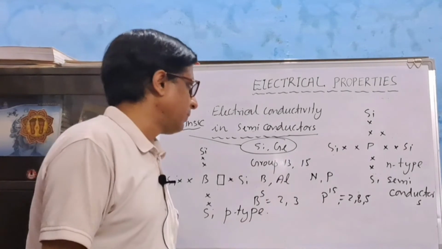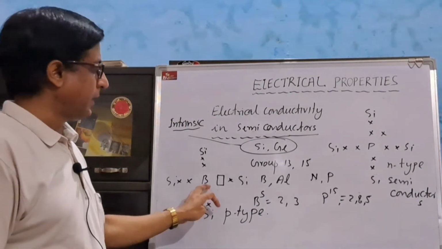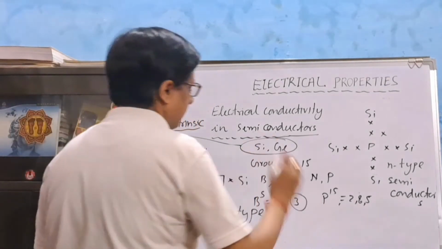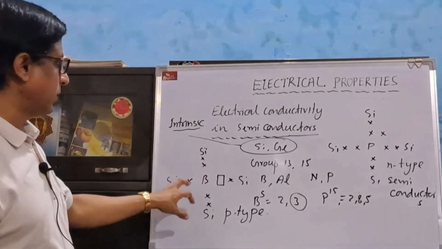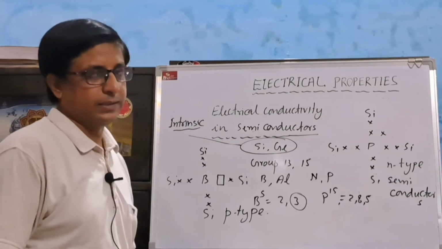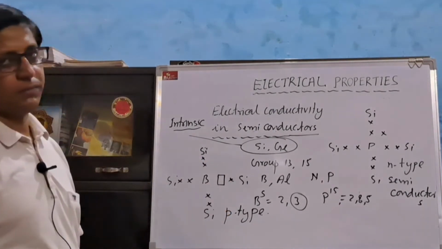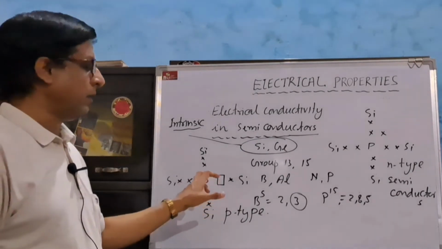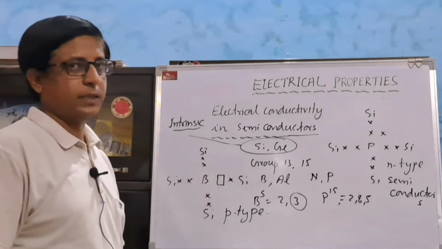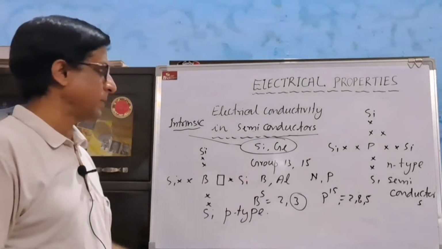If we dope with a group 13 element, for example boron, then in case of boron, there are 3 valency electrons. Therefore, 3 electrons form single covalent bonds with 3 neighboring silicon atoms, but the fourth position remains vacant. So a hole or vacancy is generated, which moves inside the crystal lattice upon application of an electrical field. This is known as P-type semiconductor.